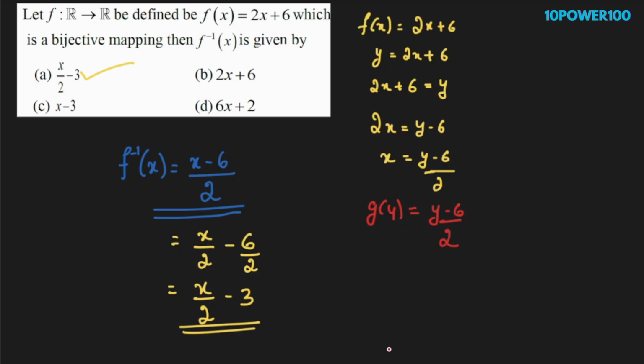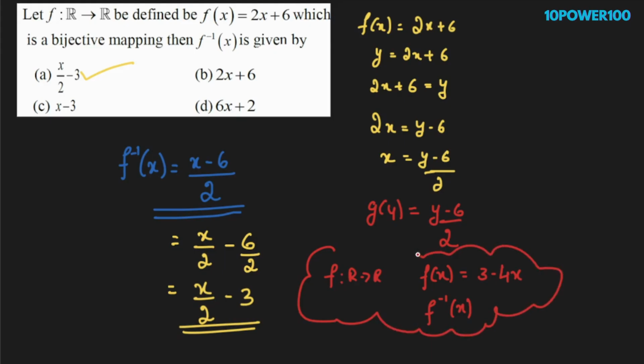Now the extension question for you all is, f is from real numbers to real numbers. I want you to find f inverse of x for f of x is equal to 3 minus 4x. Follow the same procedure and find f inverse of x for this.